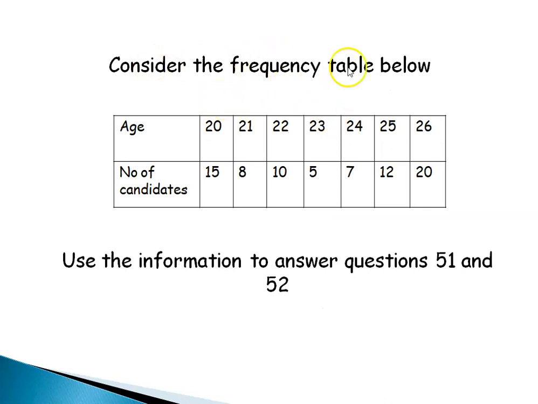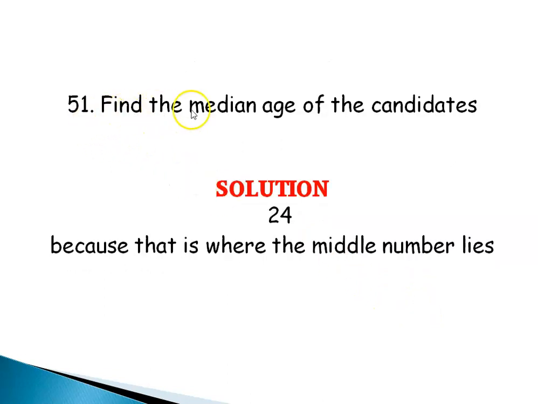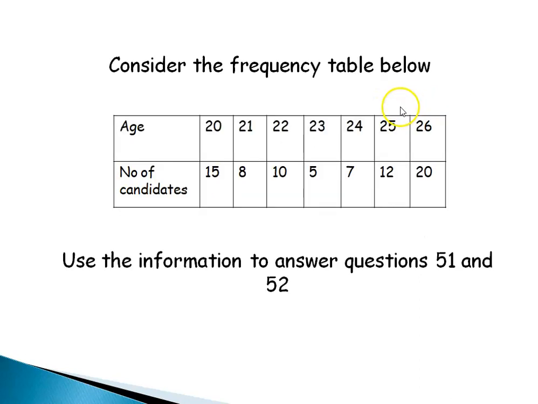Okay, consider the frequency table below. You have age 20, 21, 22, 23, 24, 25, 26, and the number of candidates 15, 8, 10, 5, 7, 12, 20. Use the information to answer questions 51 and 52. So let's look at the question and then we come back to look at the table. Question 51 says find the median age of the candidates.